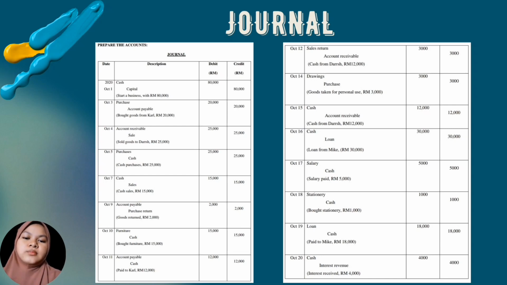On 10 October, bought furniture as much as 15,000 ringgit. So the furniture at debit is 15,000 ringgit and the cash at credit is 15,000 ringgit too. Next, on 11 October, account paid to Carl as much as 12,000 ringgit. So the account payable at debit is 12,000 ringgit and the cash at credit is 12,000 ringgit.